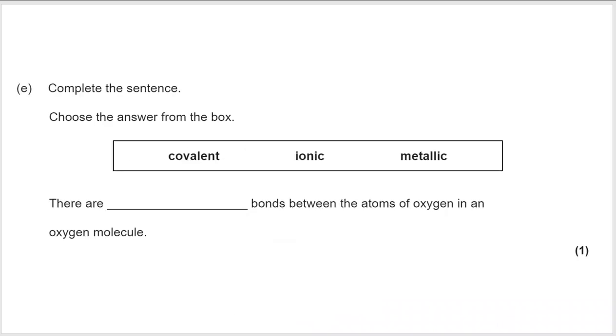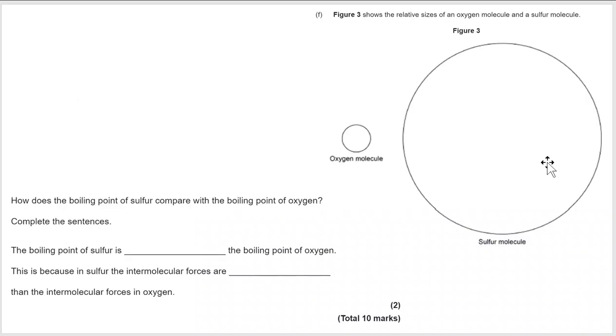On to part E. There are covalent bonds between the atoms of oxygen in an oxygen molecule. It's worth pointing out here that oxygen exists as a diatomic molecule, O2. And then finally, we've got the comparison of the size of oxygen and sulfur, and we want to now compare their boiling points. The boiling point of sulfur is higher than the boiling point of oxygen.